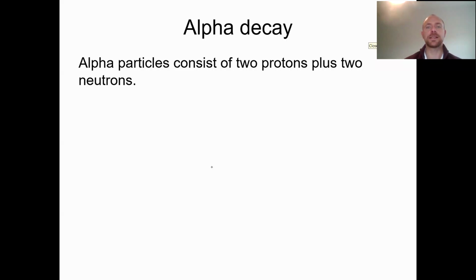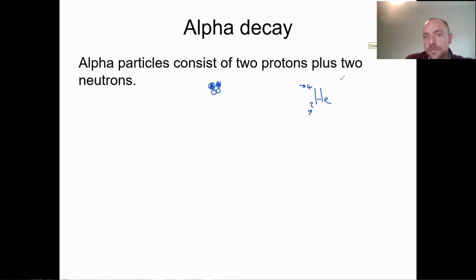So alpha particles consist of two protons plus two neutrons. Some of you might realize already, if I've got two protons and two neutrons, here's my two protons, here's my two neutrons, I don't have any electrons, but I could imagine that that is basically a helium nucleus. If you look on your periodic table, almost definitely what your periodic table will say is that helium is helium-4, meaning that it has two protons and a mass number of 4.